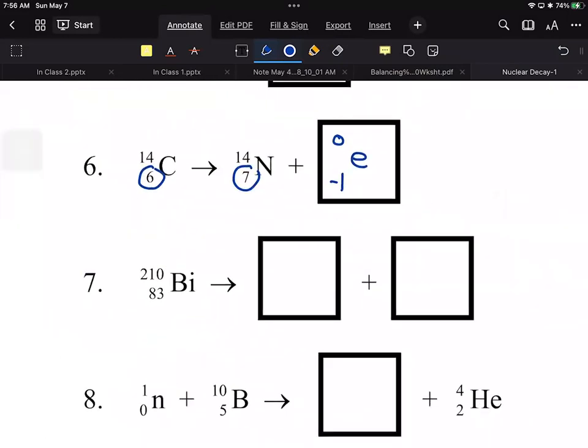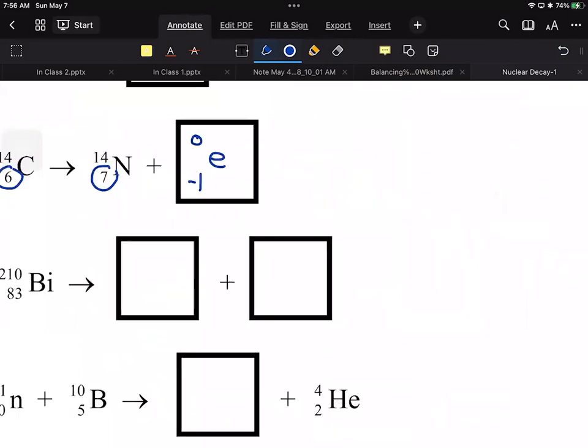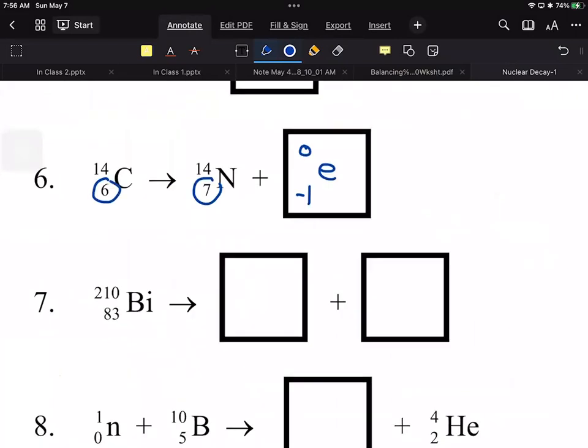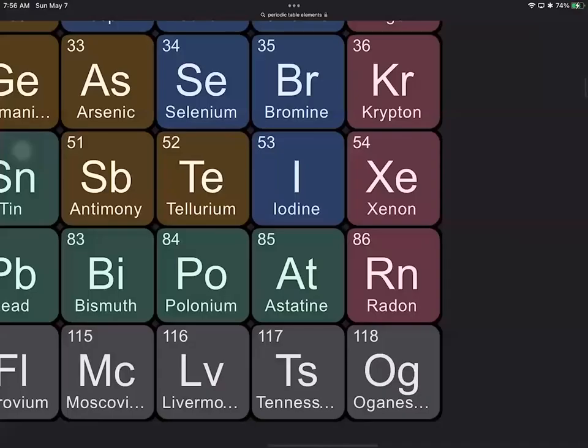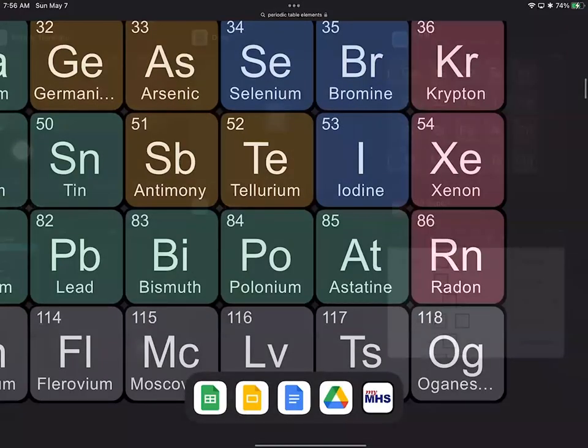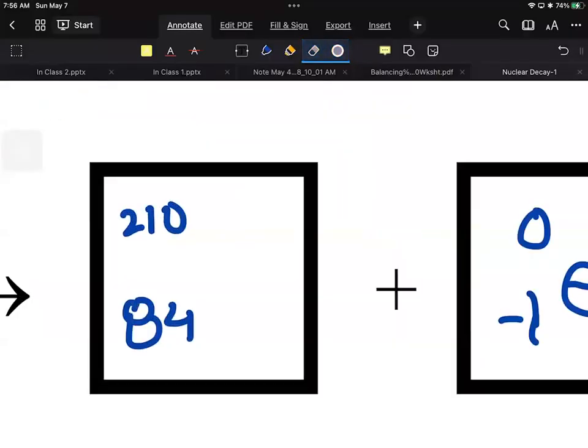All right, next one. Bi breaks down into what's here? Beta decay. So one of them is going to be e, 0 and negative 1. And then 210 breaks down to 0. So what plus 0 equals 210? This will be 210. And then 83 breaks down to negative 1. So what minus 1 equals 83? It'll just be 84. Let's find something that's 84. So Po, polonium. Sweet.